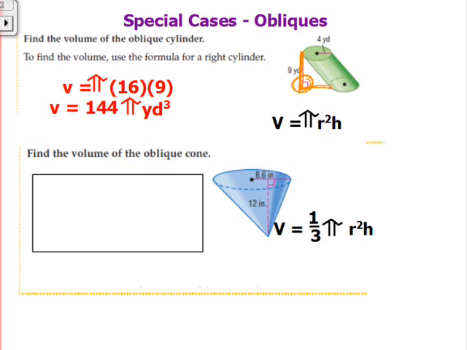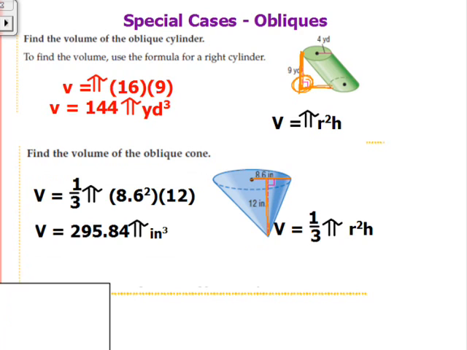Okay? Same here with an oblique cone. Does it look different? Yes, but it's got a height of 12 and it's got a radius of 8.6, so the calculation is the same, and it's the same formula. It just looks different. Don't be tricked by it looking different. See if you can find the information that you need and then plug it into the formula and solve the problem.